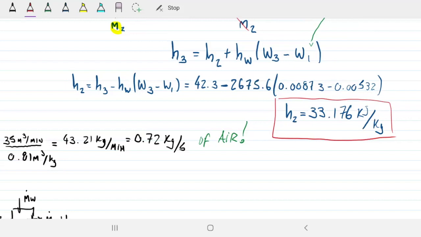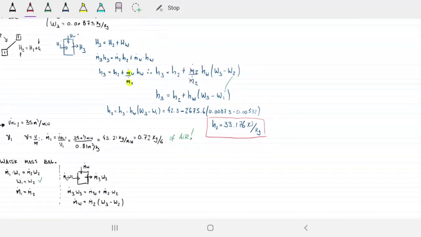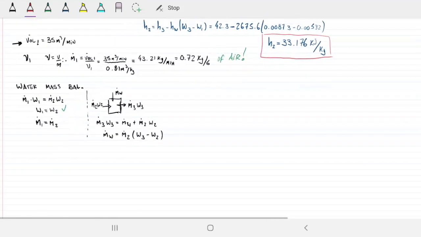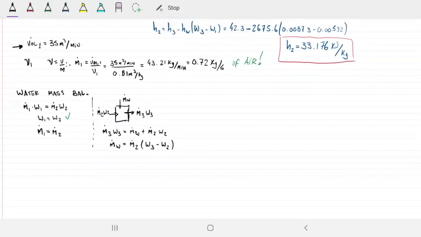So with that, we can go ahead and use our calculator one more time, to find the properties that we're looking for, which are temperature and relative humidity. Okay, so let's go. For state 2, I have two things. I know this, which is the same as state 1, and I also know enthalpy 2, which is 33.176. You'll see that the calculator is going to approximate this directly to 33.2. It's going to do it automatically.